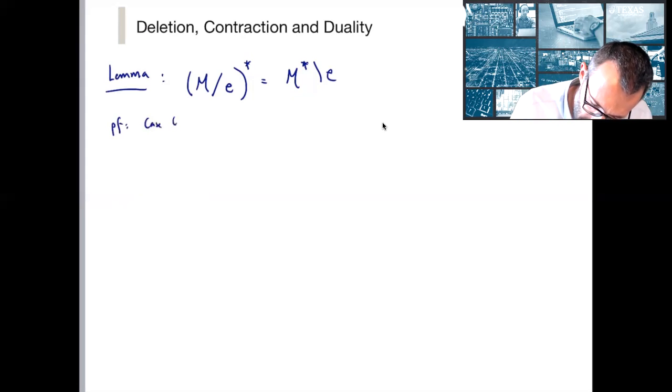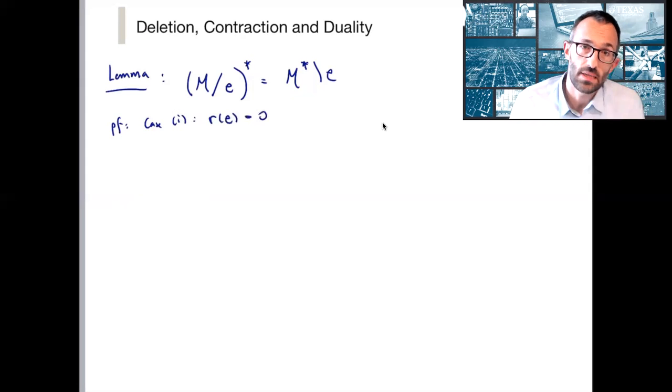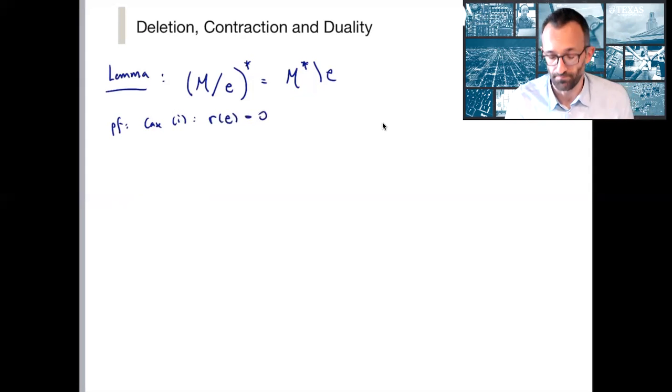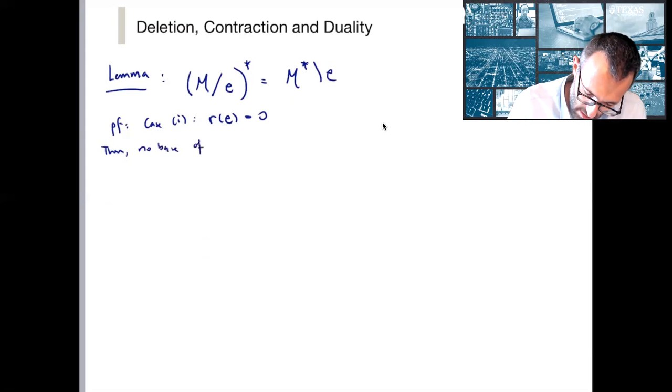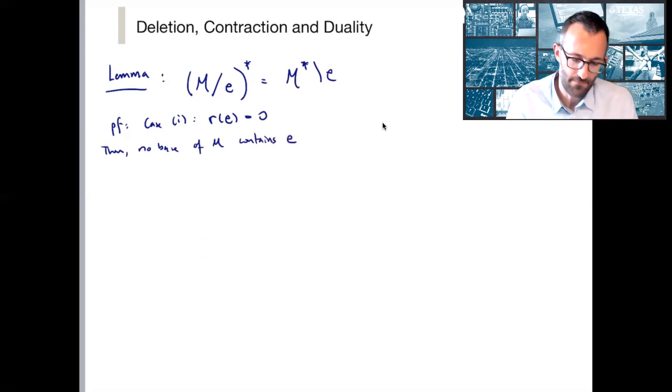Case one is the setting where the rank of E is itself 0. So what does that mean? If the rank of E is 0, then it means that in M, no base of M contains this element E. So in this case, no base of M can contain E.